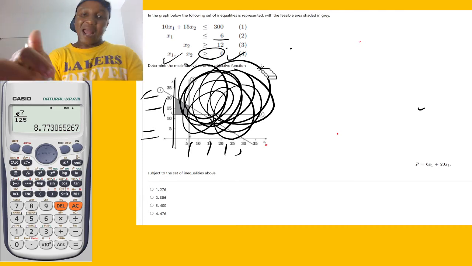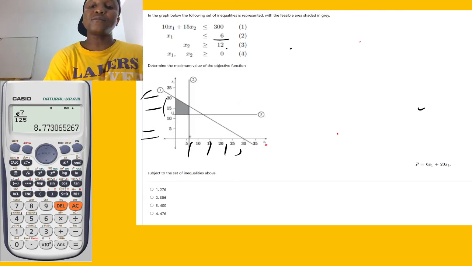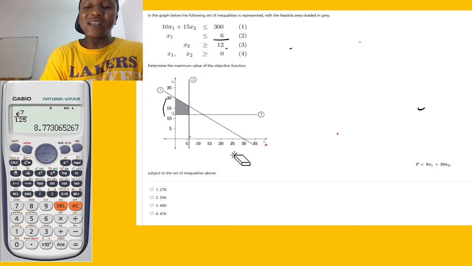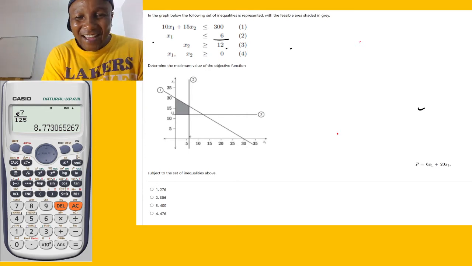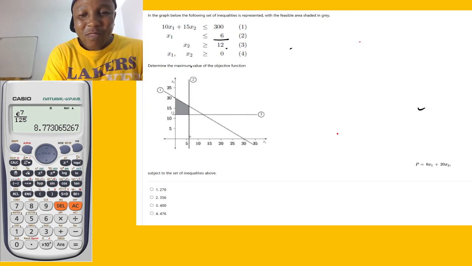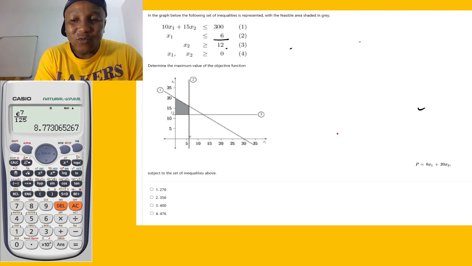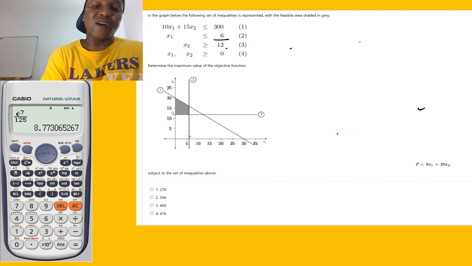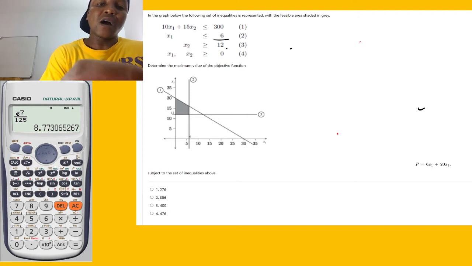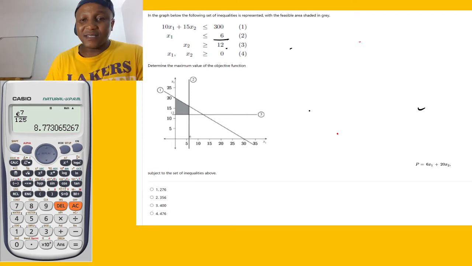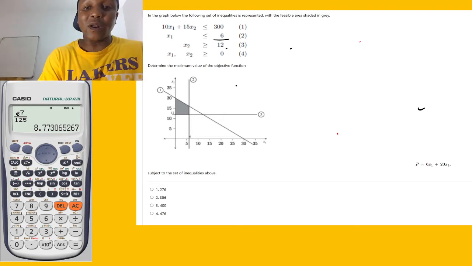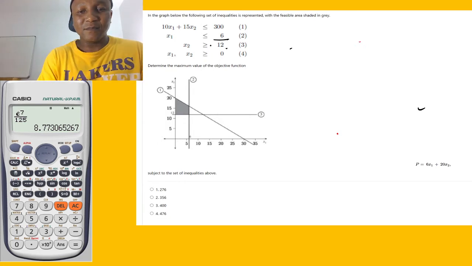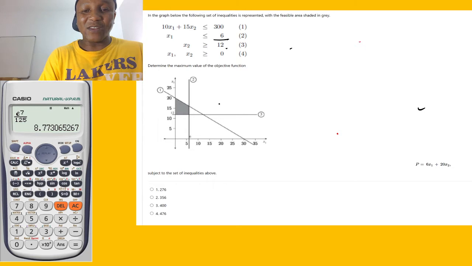Now let's go to the actual solving. Okay, now let's say here, determine the maximum value of the objective function. Which one is the objective function? My pen is freezing. Okay, let's just wait. So this objective function here, my pen is freezing, people. It doesn't want to write. See, I'm writing it, but it doesn't.